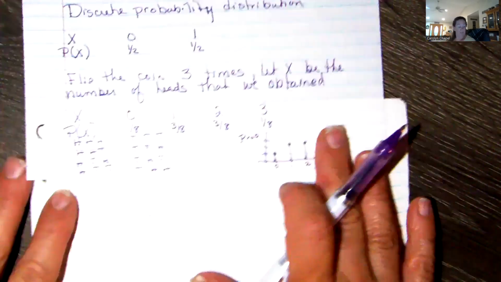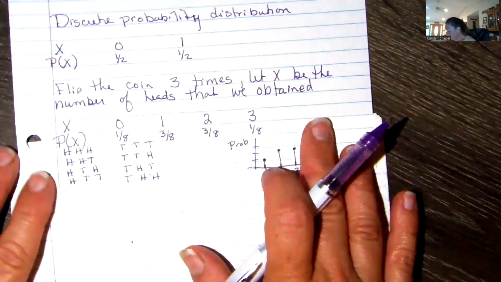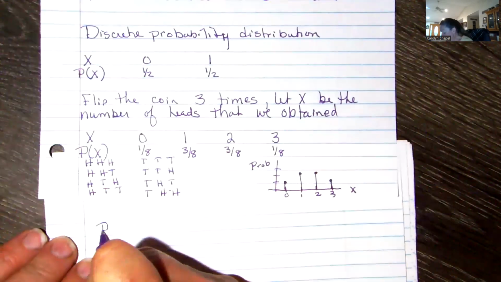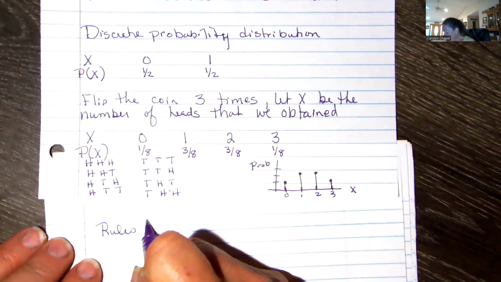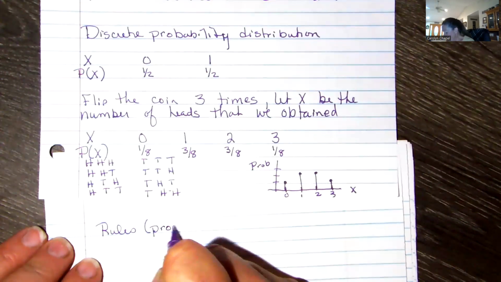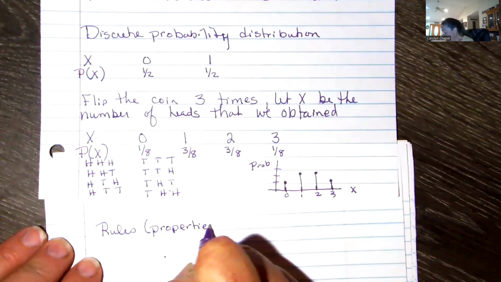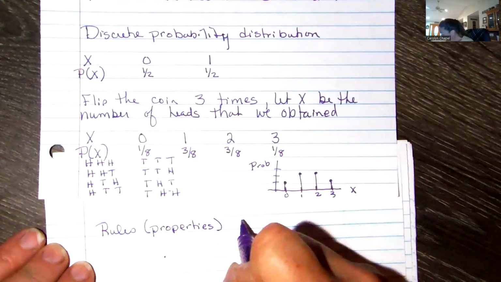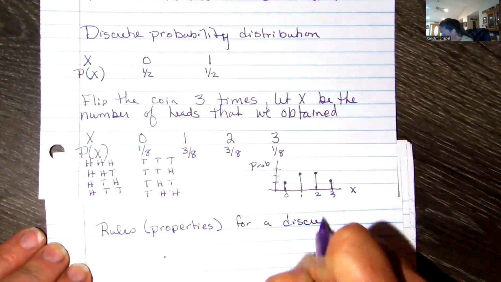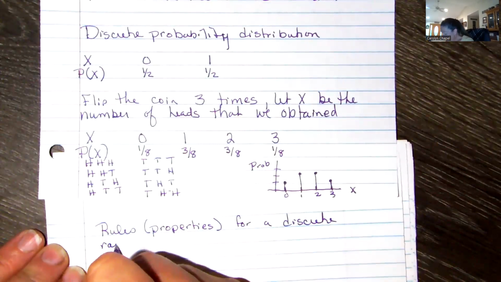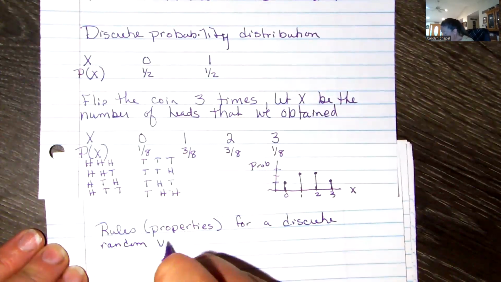Because this is all based on probability, we do have a few rules that these things take on. So some rules for these things, or properties, if you want to think of it as another word, properties for a discrete random variable.